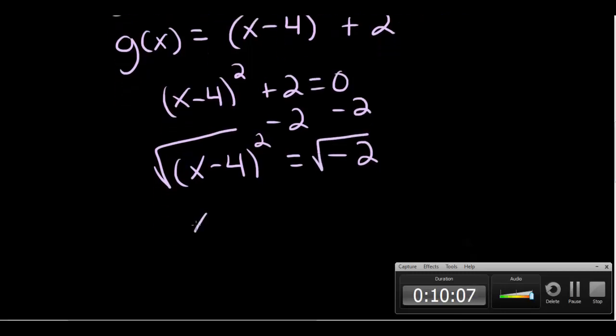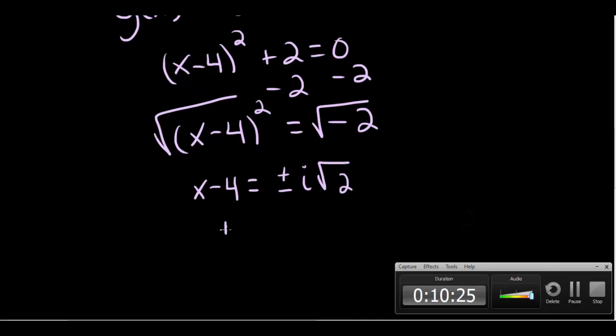So we will have x minus 4 equals plus or minus the square root of 2, which is going to stay like that, but I'm going to take out the negative value. So the square root of negative 1 is i. So it will be i square root of 2. And then we add 4 to both sides. So the answer will be x equals 4 plus or minus i square root of 2.